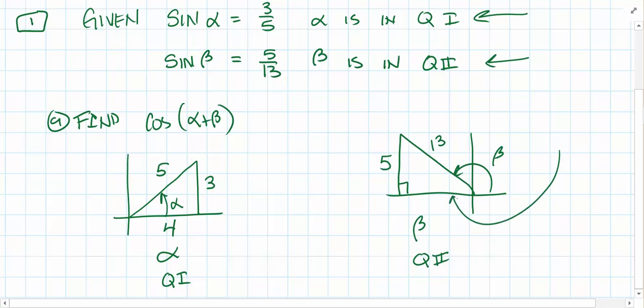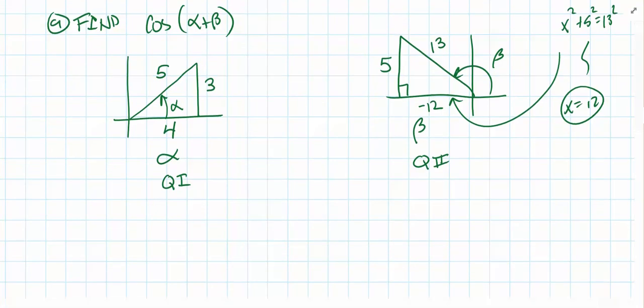So, ladies and gentlemen, what goes right there? What is that side? How do we get it? Yeah, 12, right? How do you know that? Pythagorean theorem, right? Very good. So you just say x squared plus 5 squared has to be 13 squared, so x is equal to 12. But since I'm in quadrant number 2, it has to be a negative 12. So there's all the information I'm given. The first thing I want you to do is draw that picture to represent all that information. So far, so good?